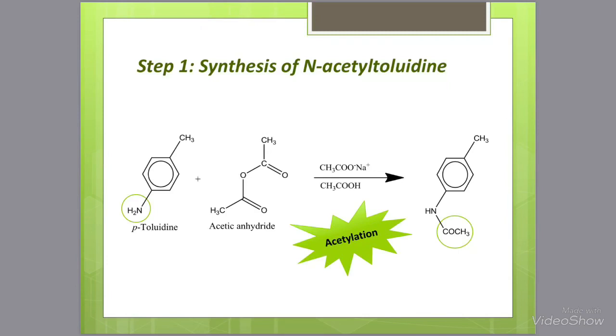So in order to prevent this undesired oxidation, we will use a protective group. What is a protective group? Actually, it's a functional group that is added during the course of the reaction, okay? In order to protect this molecule from undesired reaction. Make sure that this protective group should be easily added and easily removed.